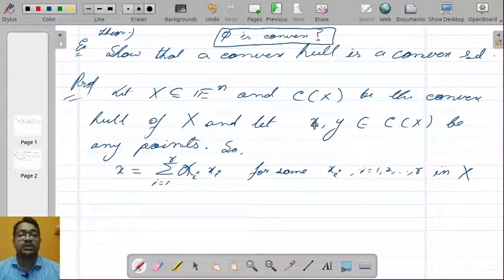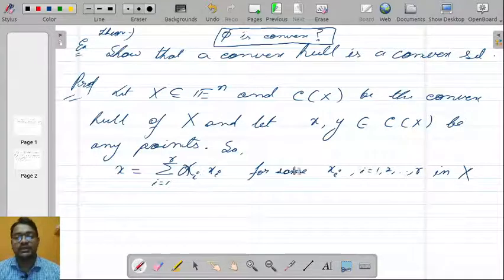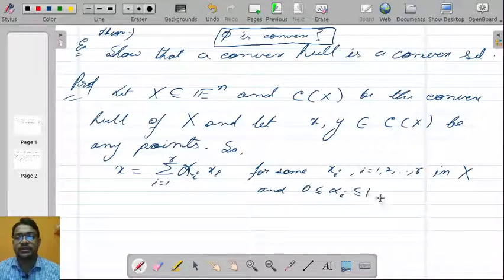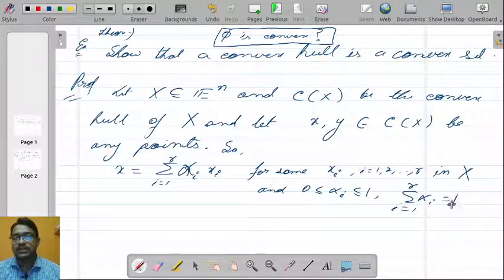So x will look like some convex combination. It will look like the summation, i goes from 1 to r, of alpha i x_i, for some x_i, i from 1 to r, in X, and 0 less than or equal to alpha i less than or equal to 1, and the summation of alpha i equals 1. This is a convex combination, so the summation of the scalars has to be 1, and the scalars should lie between 0 and 1.